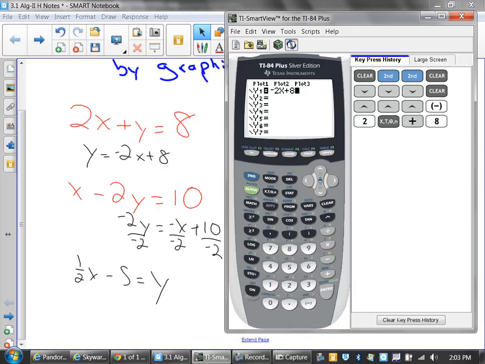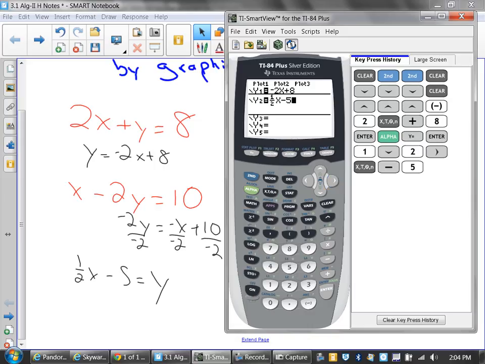Please don't forget to use the negative symbol, not the minus symbol. You'll get an error. And the next one would be the 1/2 x minus 5. Remember, in order to type in a fraction on your calculator, alpha, Y equals, hit enter. Or if you want, you can just put it in parentheses. And then from there, all we have to do is hit graph. Now, with any luck, it should look like that.